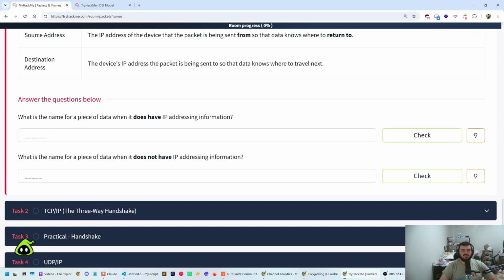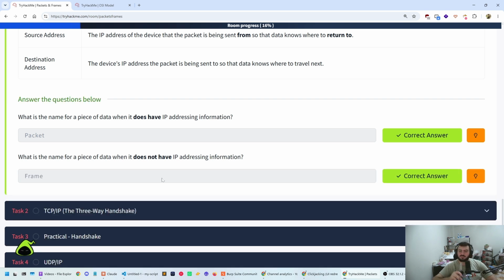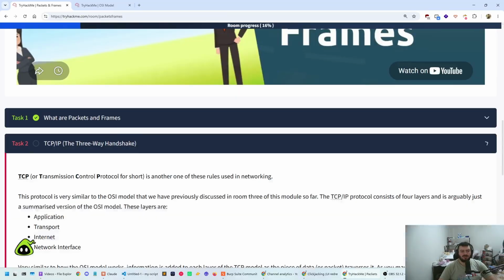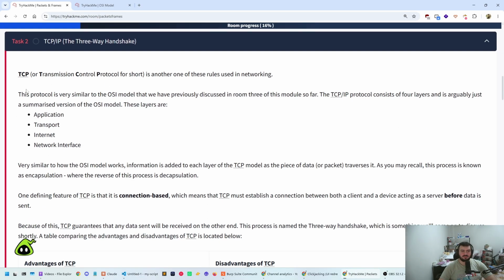What is the name for a piece of data when it does have IP addressing information? It is a packet. And then the one that does not have an IP address is a frame. Okay, so the frame usually has a MAC address, and it is the envelope, but the packet itself has the IP address. Cool. Let's get to the second task, which is the TCP/IP.